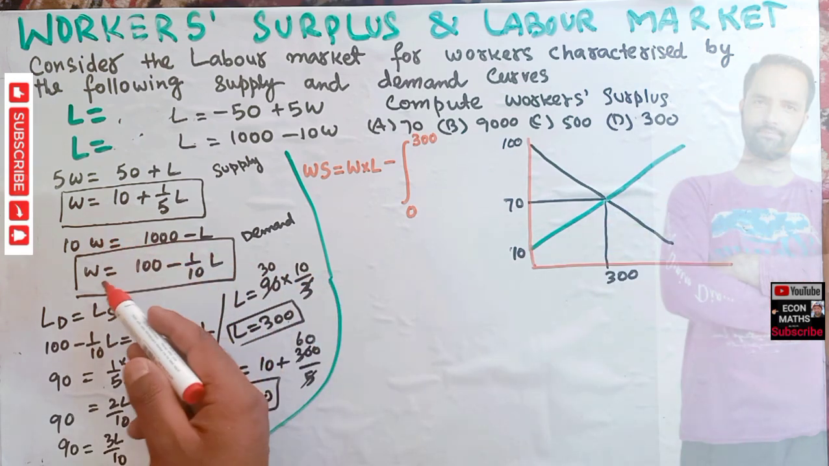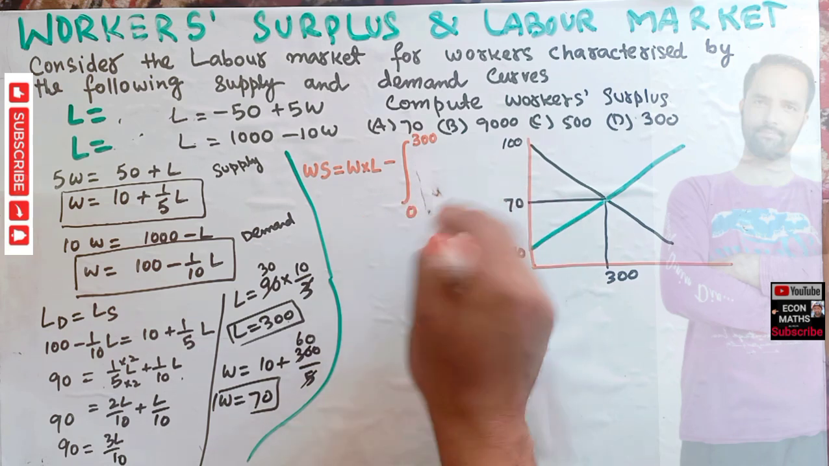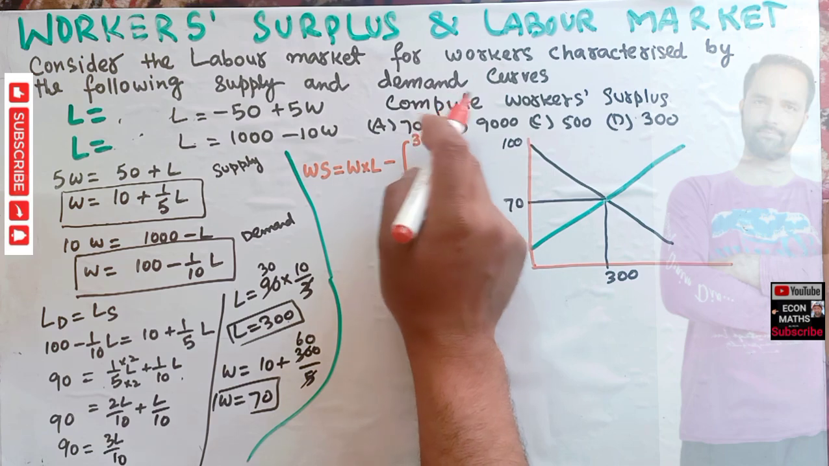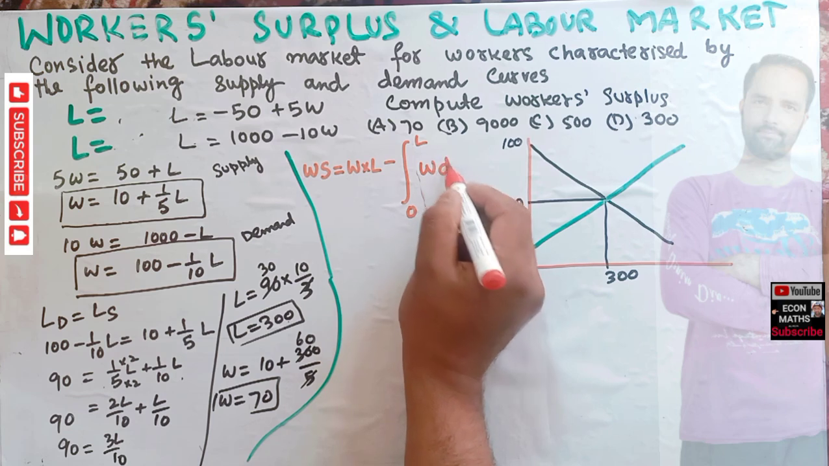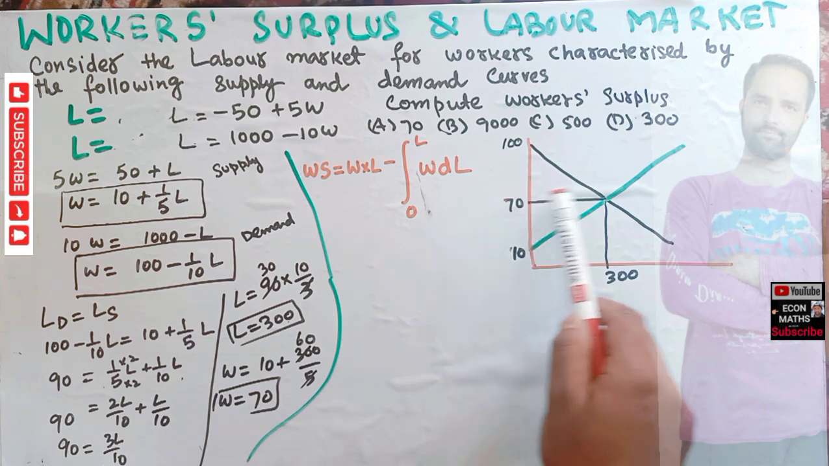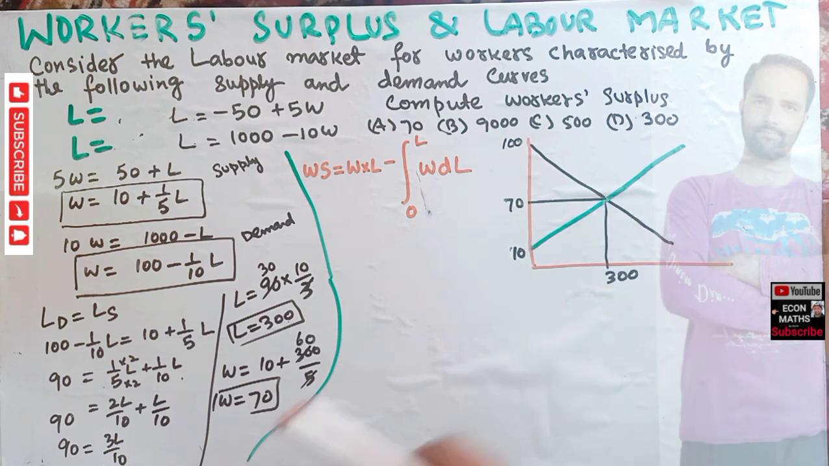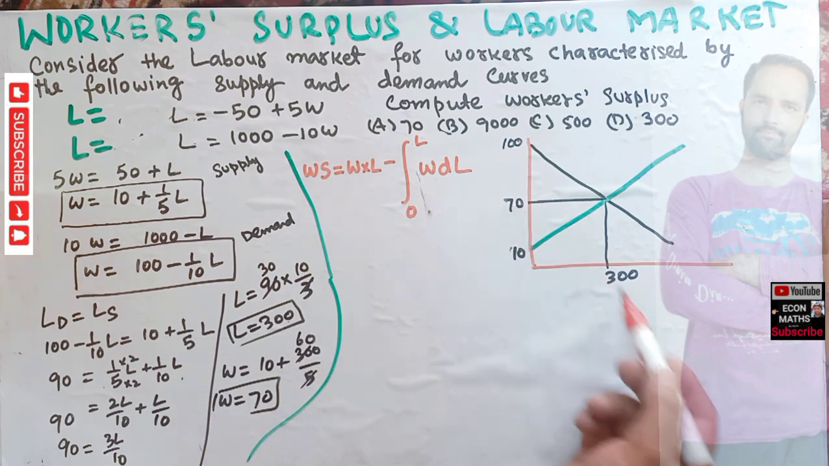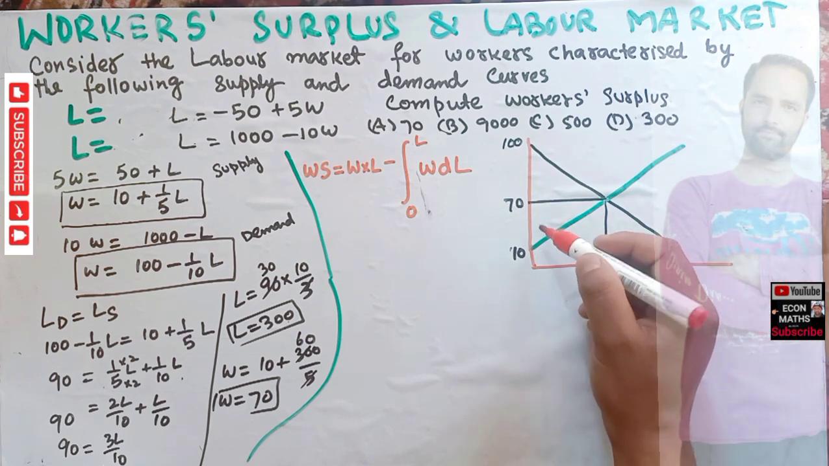And what is our labor supply? Our labor supply, let me write it like this, is the integral from 0 to L of W dL. How do we calculate worker surplus? The same way we calculated producer surplus. We first write the total revenue minus the integral of the supply curve, and similarly, in place of total revenue we have wage rate into labor, and the integral of labor supply. We need to find out this area.